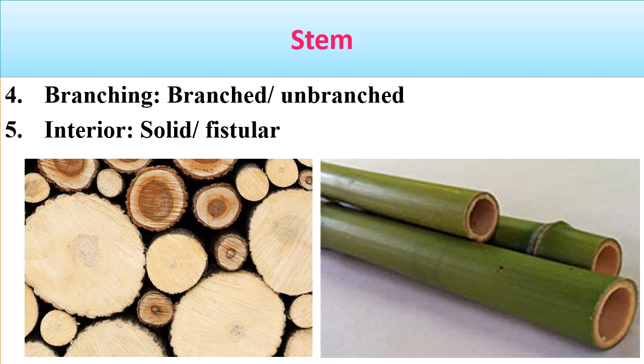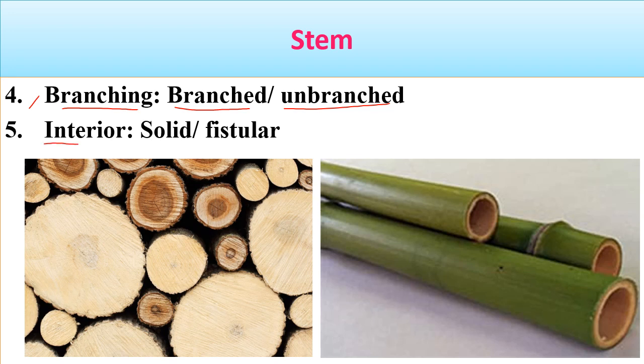Then the fourth characteristic is branching. So whether the stem is branched or unbranched. A branched stem we can see in all dicotyledonous plants like the mango tree, where it is branched. But an unbranched stem is there in monocotyledonous plants. Say for example in jowar, in wheat, in bajra, you might not have seen a branched stem, as it is unbranched. In monocotyledonous plants it is unbranched.